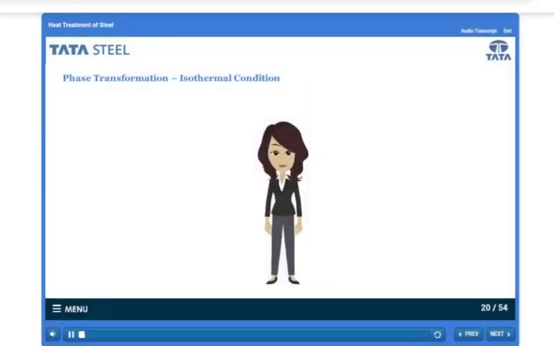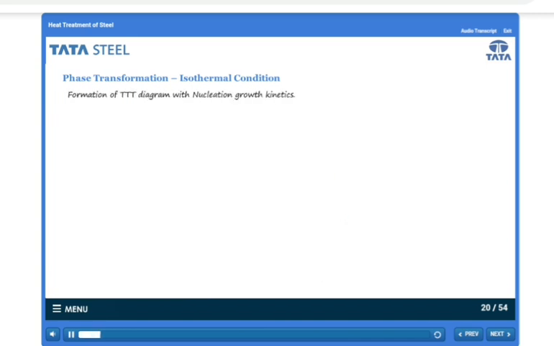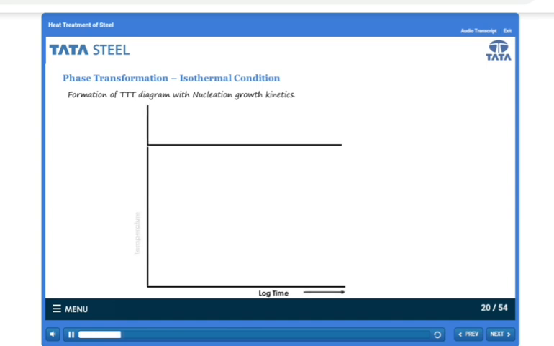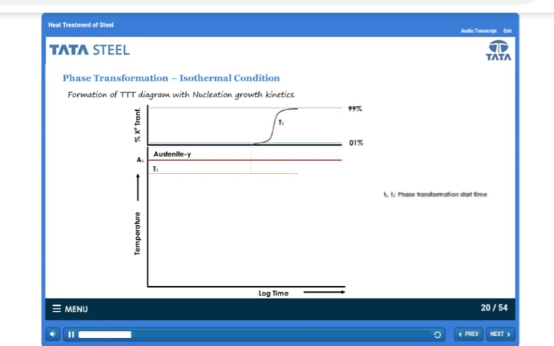Well, that was quite a learning from Smita. But there is still more to go. Now let us look at phase transformation kinetics through transformation of TTT diagram under isothermal conditions, that is, keeping the steel sample at undercooling condition for a long time. The phase transformation takes place at temperature T1, where T1 and T2 are phase transformation start time and finish time.